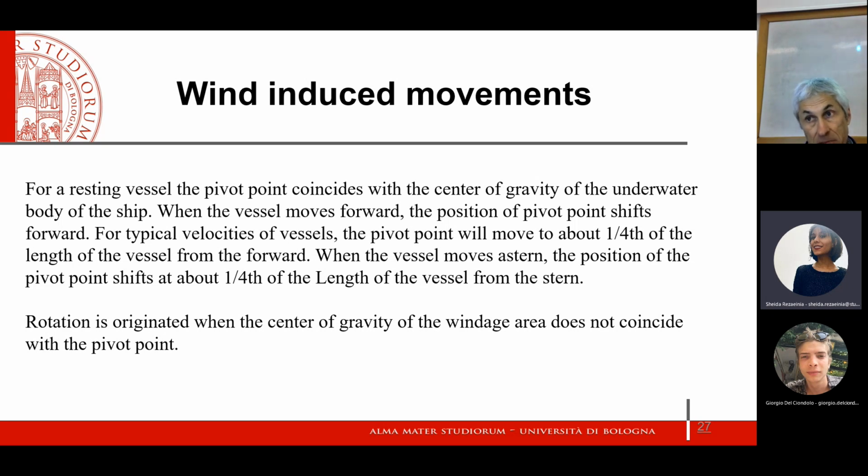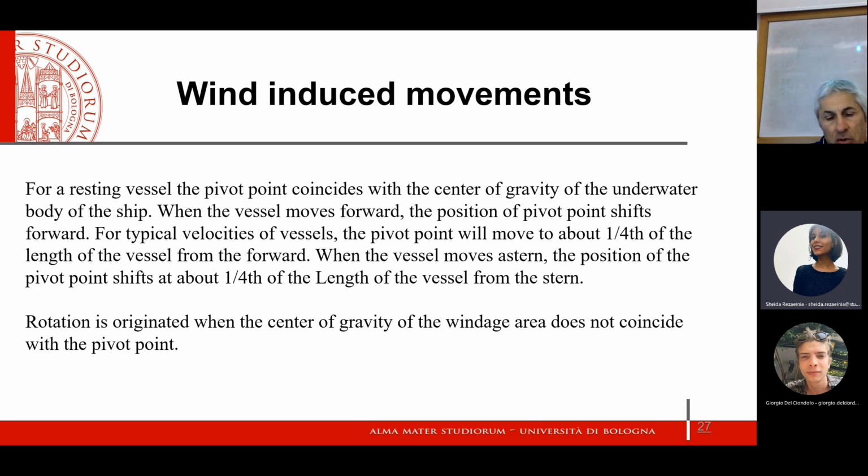This is when the ship is resting, because when the vessel moves forward, the position of the pivot point shifts forward. For typical velocities of vessels, the pivot point will move to about 1/4 of the length of the vessel from the forward end. When it's moving backward, it's the same, but in the opposite direction. So we are interested in the position of the pivot point when the vessel is resting.